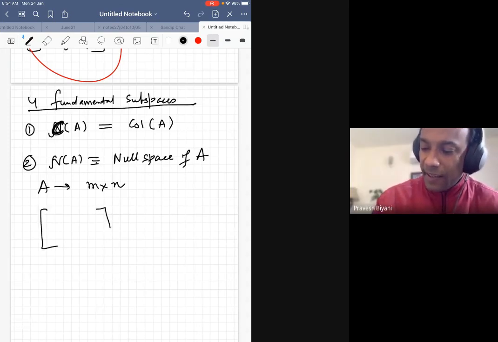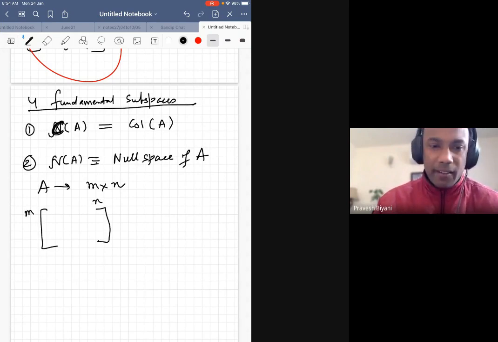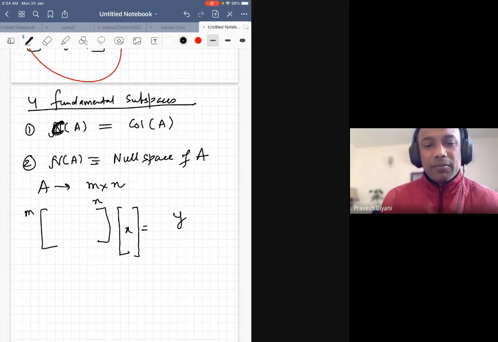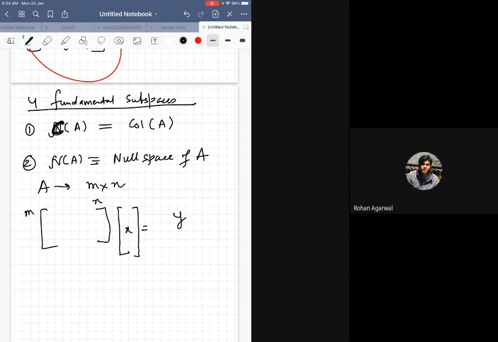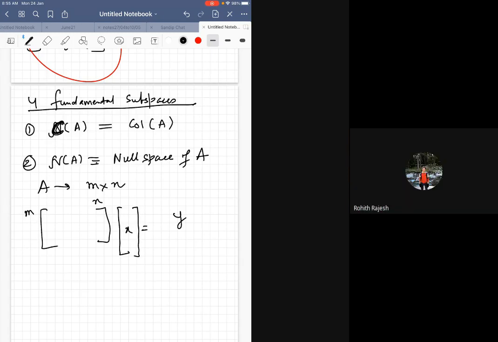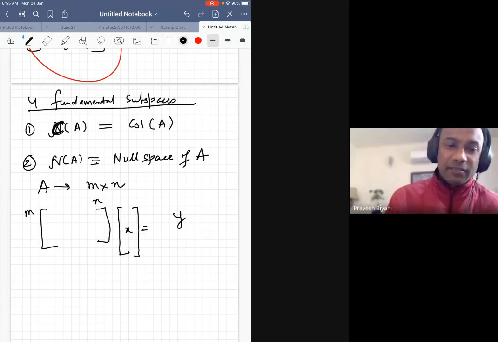If I have A as M cross N, with N columns, then the column space of A is basically all... What is the column space of A? The number of linearly independent columns of A? No, that's not the column space of A. That is the dimension of the column space of A. What is the column space of A? The linear combinations of all those linearly independent columns, the vector space they make. Yes.